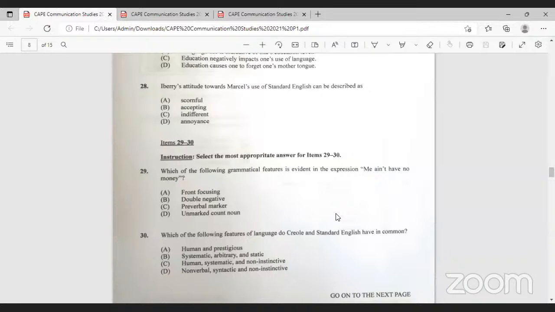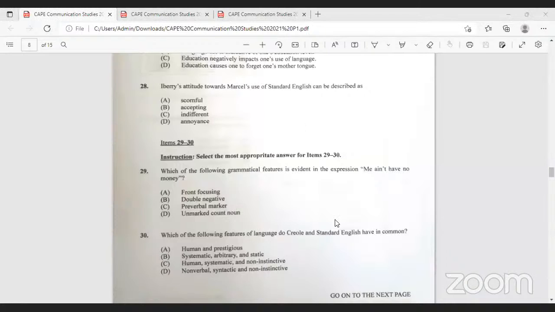It's not A. That's just the elimination. People don't think of Creole as prestigious. So it can't be A. B, Creole is not static, so it can't be B. So it's either C or D. Okay? People think of Creole as systematic. It has its own writing system, right? It has its own phonology and things like that. Right? D. But it says D.